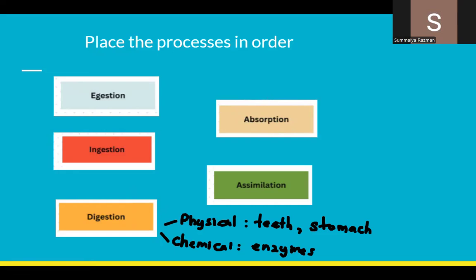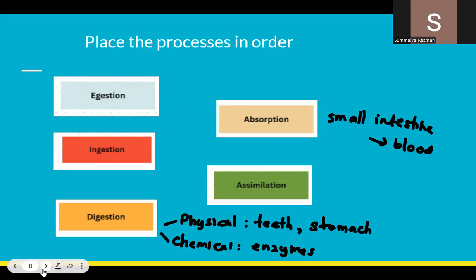So this is all the movement of those nutrients that has been broken down in the small intestine, through the intestine wall into your blood. And once it has been absorbed into the blood, it would be taken into the cell where it would be assimilated. So assimilated means the molecules just become part of the cell. And the final process, it ends with egestion. So egestion is the removal of the waste product.